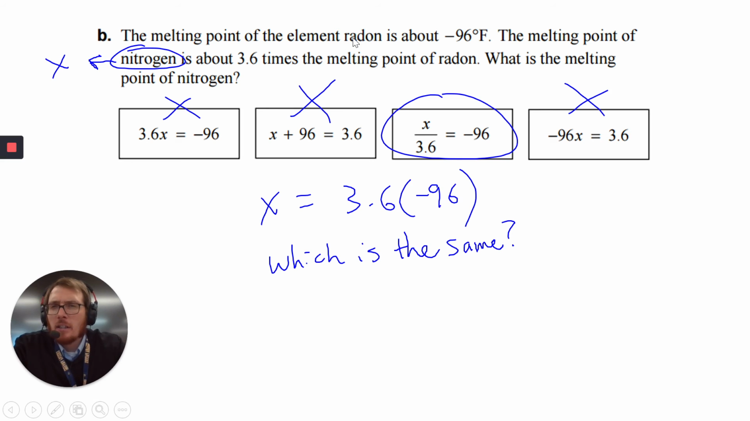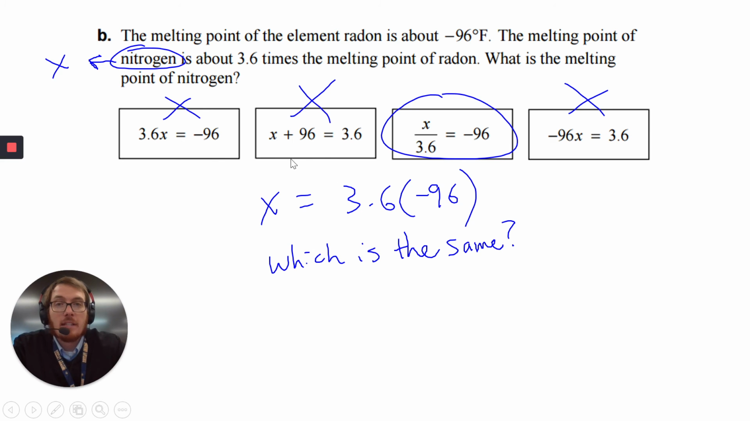The next one is a little bit tricky because of the way it's worded. They tell you the melting point of radon is negative 96. The melting point of nitrogen, which is the unknown, that represents the x variable, is, meaning equal to, so it should be nitrogen, x equals 3.6 times the melting point of radon, which is negative 96. So it should be x equals 3.6 times negative 96, but none of these have that. Okay, they do, it's just disguised.